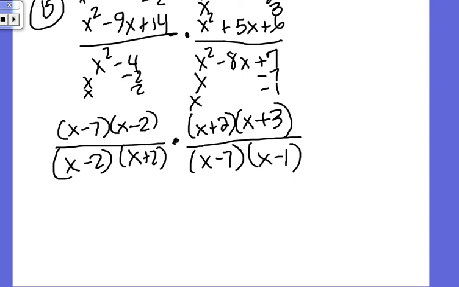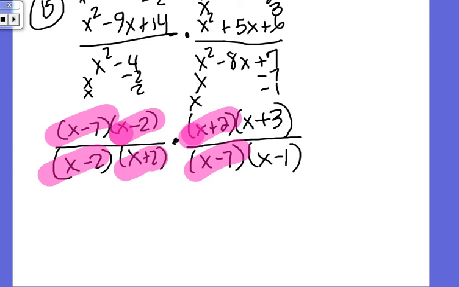Alright, so now there we have that. What you're trying to do now is look to see if you can cancel anything out. Vertically, we can cancel those. Diagonally, we can cancel those. And diagonally, we can cancel those. Which leaves us our final answer of x plus 3 over x minus 1. Not too bad. Just factor and cancel. Okay? Moving on.